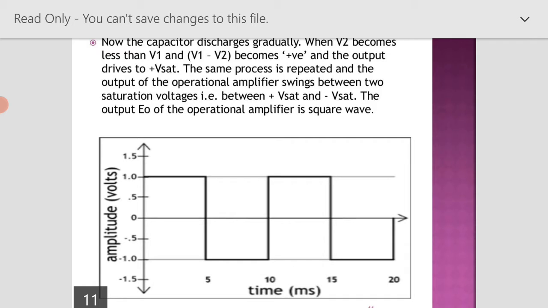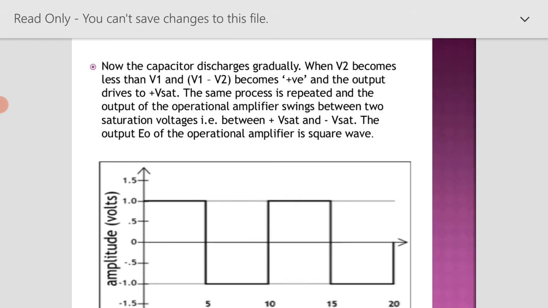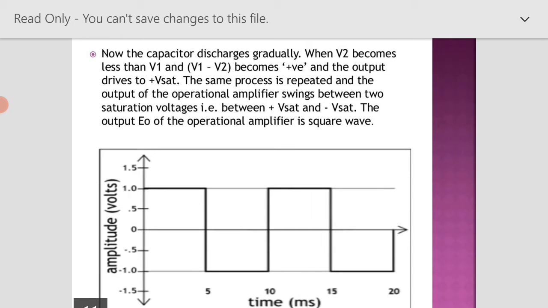First is amplitude. Now the capacitor discharges gradually, and when V2 becomes less than V1, V1 - V2 becomes positive and the output drives to +Vsat. The same process is repeated and the output of the operational amplifier swings between the two saturation voltages, that is between +Vsat and -Vsat. The output Eo of the operational amplifier is a square wave.